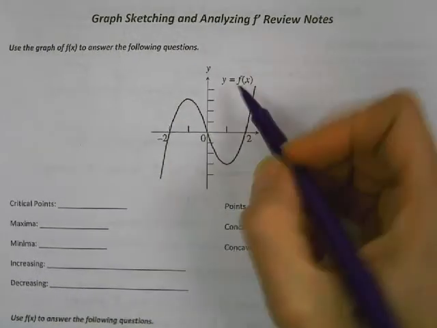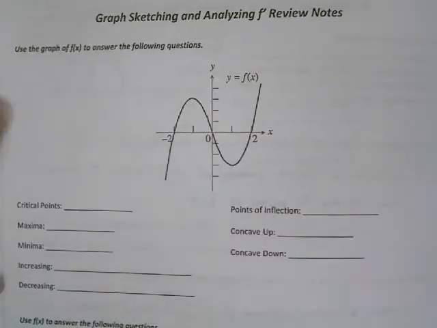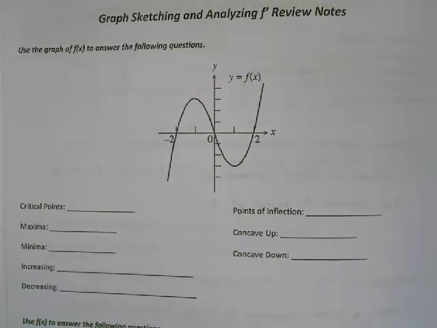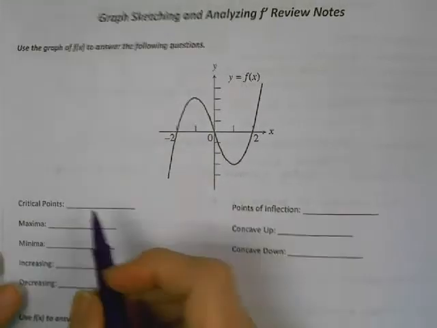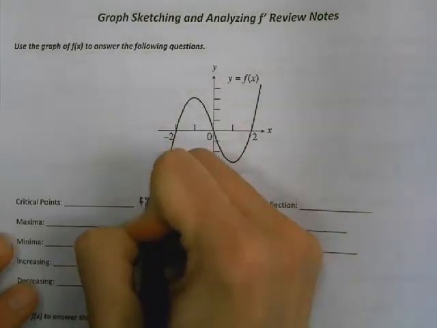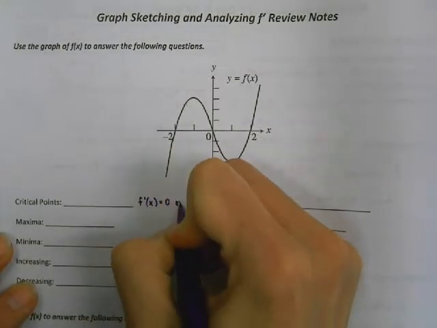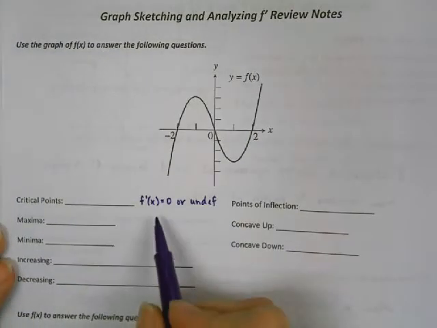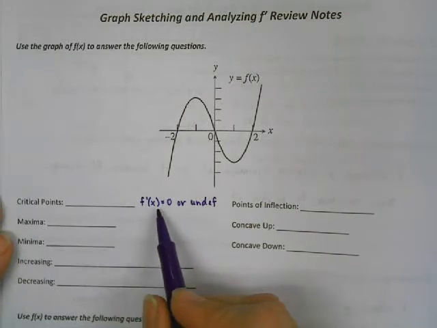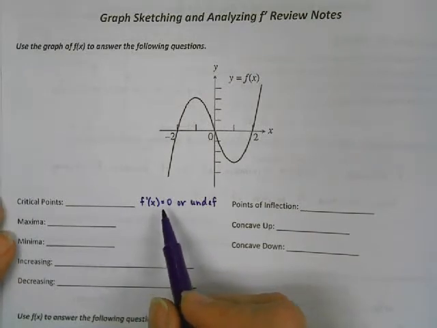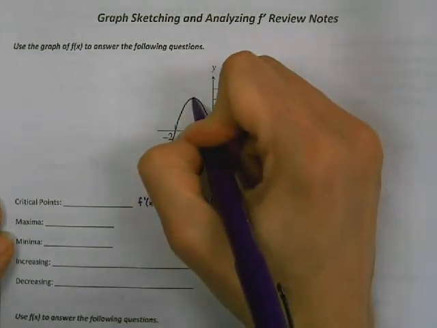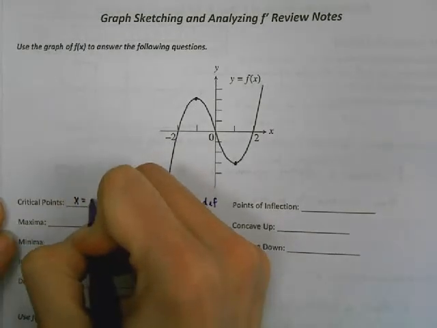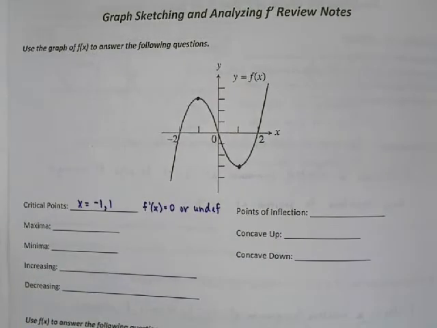If we have the graph of f of x, and we're going to talk about finding critical points, increasing, decreasing, concave up, concave down. So having the graph of f of x is obviously the easiest case to deal with. So when we're talking about critical points, remember that's where f prime of x is equal to 0 or it's undefined. So that means if I'm looking at the graph of f of x, f prime of x is going to be 0 wherever I have a horizontal tangent. So in that case, it's going to be here. I have a horizontal tangent here and here. So my critical points are going to be x equals -1 and x equals 1.